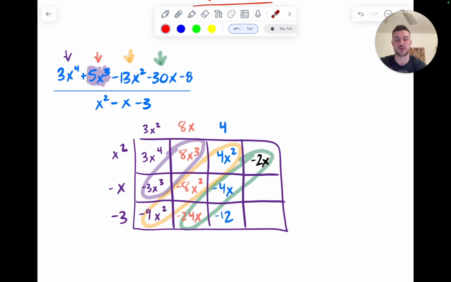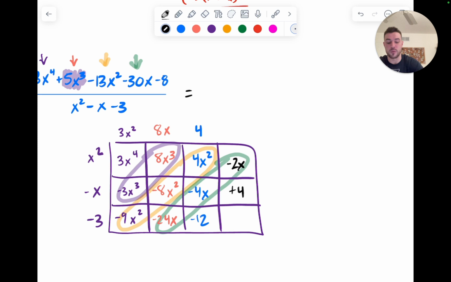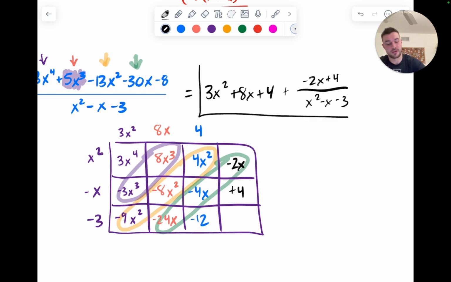So we're kind of in a crossroads here, but we can kind of finish this off and think about, okay, well, I have negative 12 here. There's no diagonal to add it to because there's nothing there, but I need it to be negative 8. So what that means is I would need a plus 4 here. But again, x, negative x, times something is never going to give me 4. So we're kind of stuck here, and this is what this tells me, that my answer is going to be what we have so far on the outside, 3x squared plus 8x plus 4, with a remainder of negative 2x plus 4. And that right there is our answer.